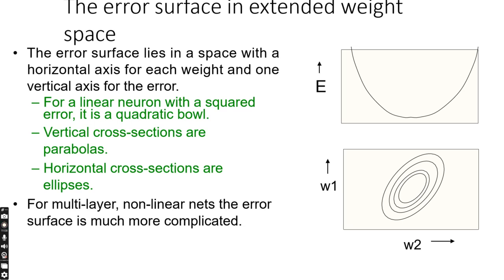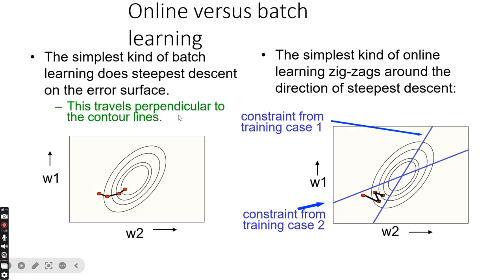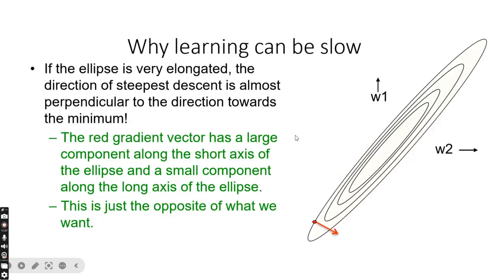While plotting, the error lies in a space with a horizontal axis for each weight and one vertical axis for error. For a linear neuron, it looks like a quadratic curve: vertical cross sections are parabolas and horizontal cross sections are ellipses, but this is not applicable to multi-layer networks. Then the same kind, online versus batch learning, to understand the error surface. This is batch learning, this is online. Then why is the learning rate very slow? That reason we understood.